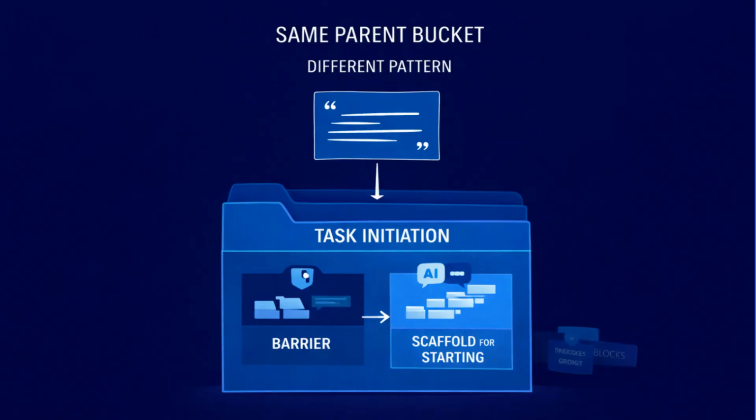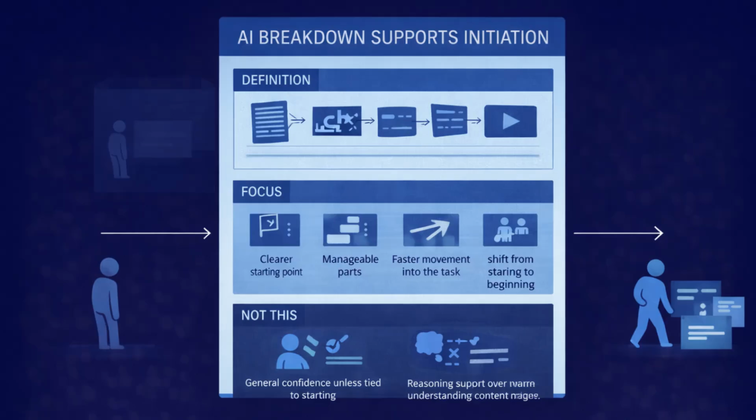Now suppose the next transcript contains the statement, "When the AI tool breaks the directions down for me, I can start right away." The same parent bucket still applies, but the pattern is not identical. Again, the first step is to state plainly what is happening. Here, the participant is describing a form of support that helps initiation happen. The segment still belongs under task initiation, but it is not about the barrier itself. It is about the scaffold that changes the barrier. So the codebook needs a second working code, something like, AI breakdown supports initiation.